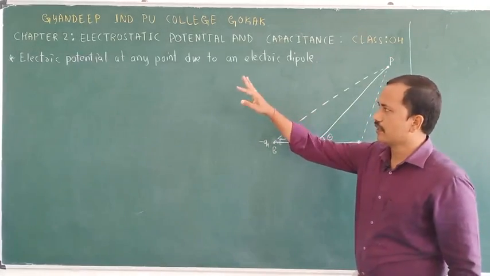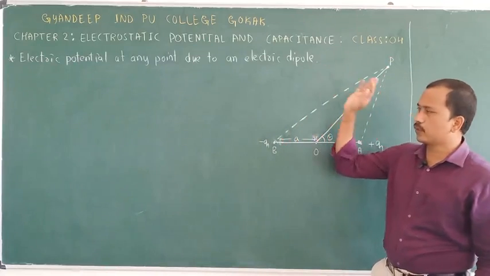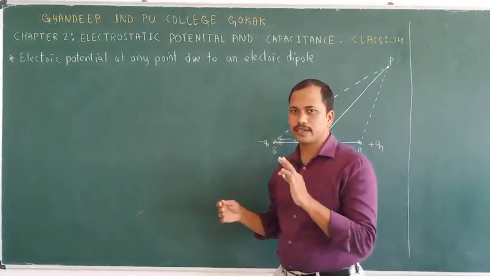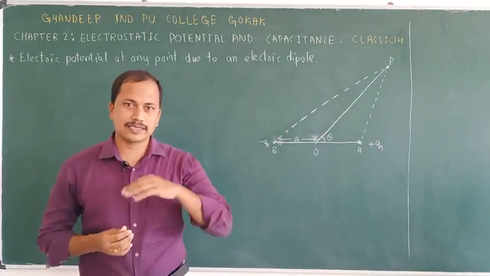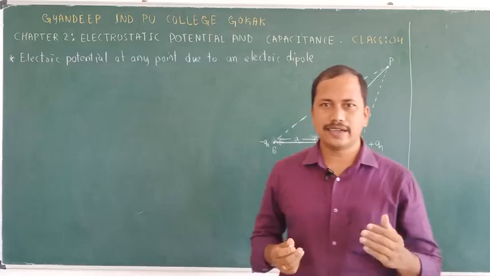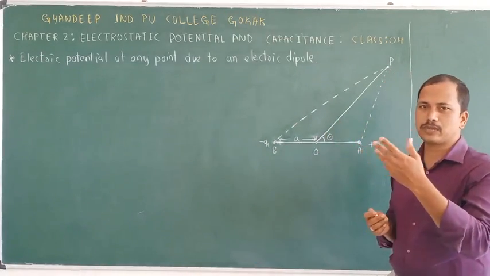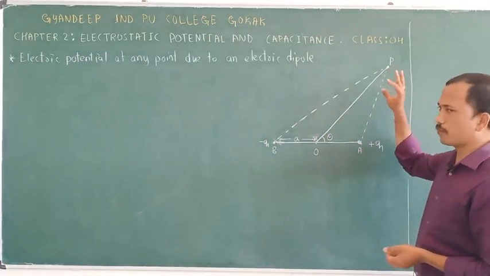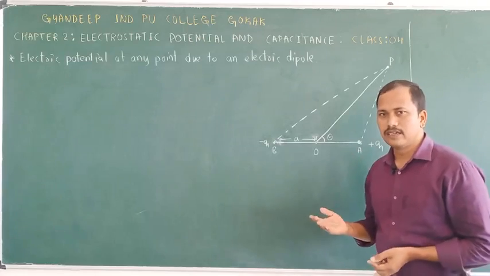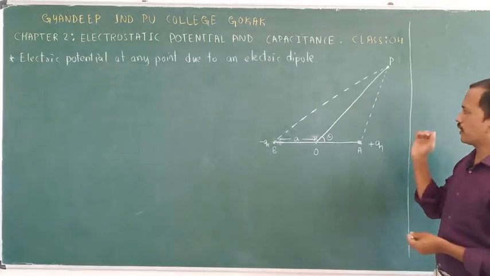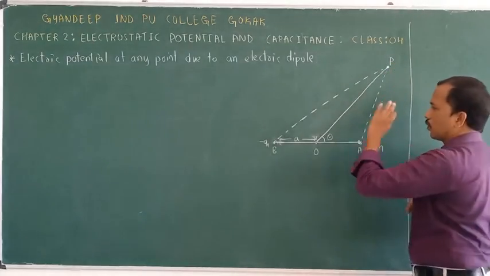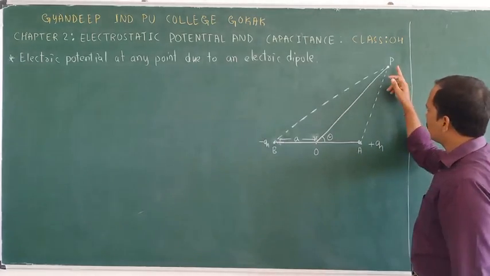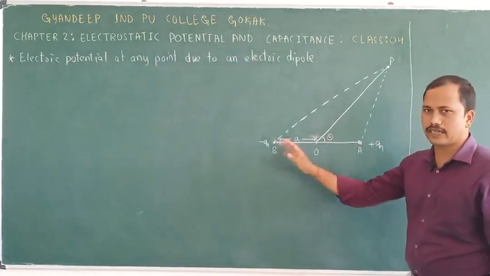The given condition is the electric potential at any point due to an electric dipole. In the last chapter, we already derived the two conditions for the electric field at any point, on the equator line and on the axial line. Here is one more very important concept: the electric potential due to an electric dipole at any point. So I consider point P here, which is not on the equator line and not on the axial line. This line OP makes an angle theta to the electric dipole.